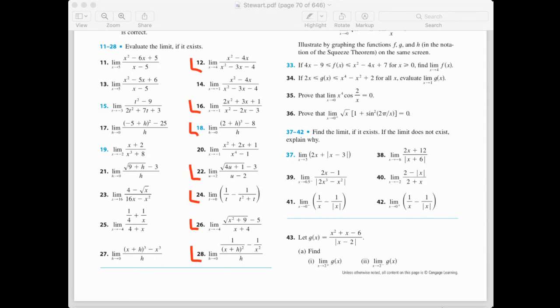Okay, so for number 26, what you have to do first is multiply the conjugate. So it's going to be square root of x squared plus 9 plus 5 by both the numerator and the denominator. And then once you simplify that out, you would get x minus 4 in the top over radical x squared plus 9 and then plus 5. And so then you could substitute in the negative 4 and you would get negative 4 over 5. Great. Okay, thank you.